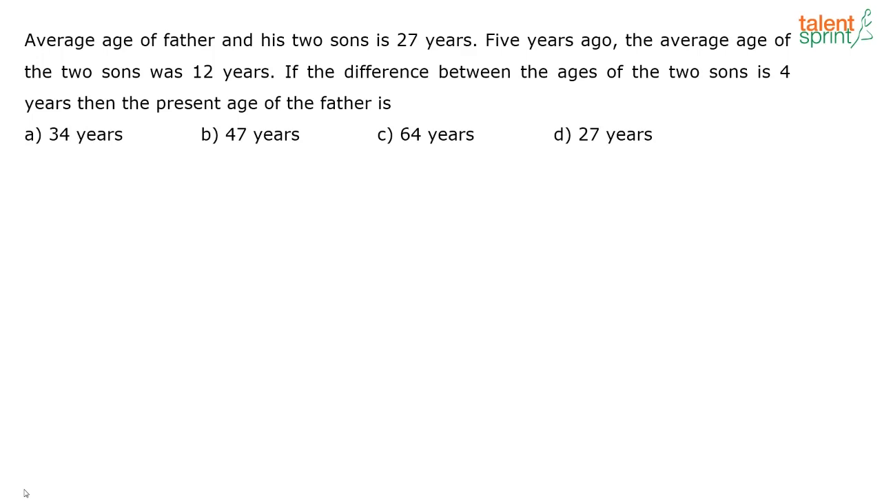Average age of father and his 2 sons is 27 years. 5 years ago, the average age of the 2 sons was 12 years. If the difference between the ages of the 2 sons is 4 years, then the present age of the father is dash. So let me assume that 5 years ago, let the ages of the sons be x and x plus 4, because they have given the difference between the ages of the 2 sons is 4 years. So 5 years ago, if one son was x years old, the other son was x plus 4 years old. First assumption that I have made.